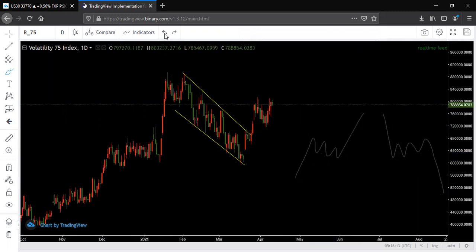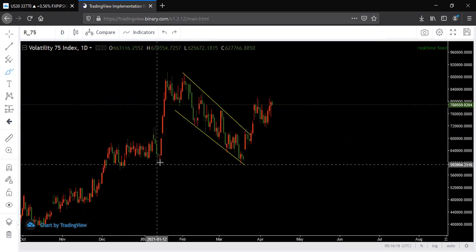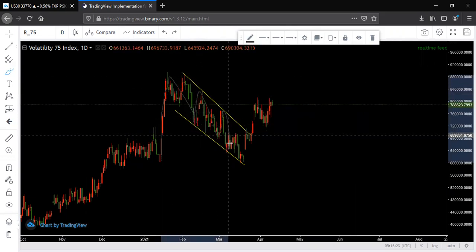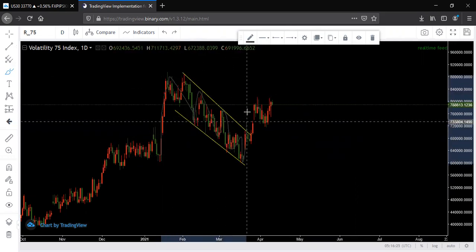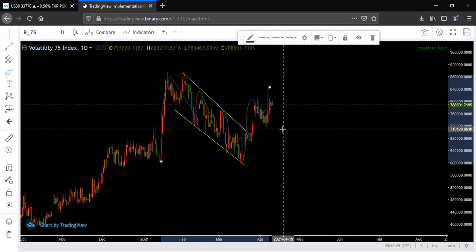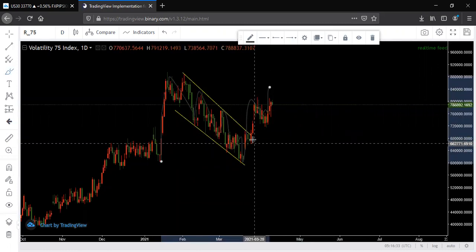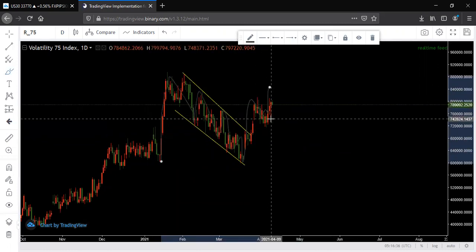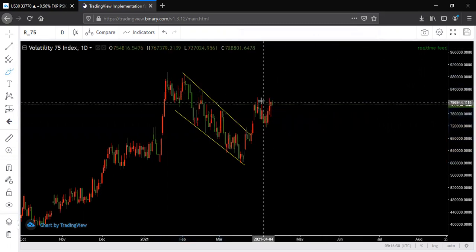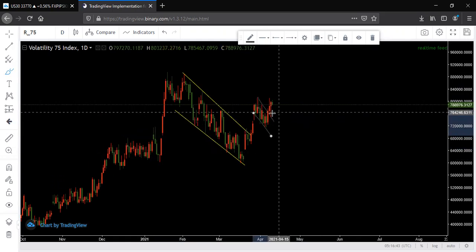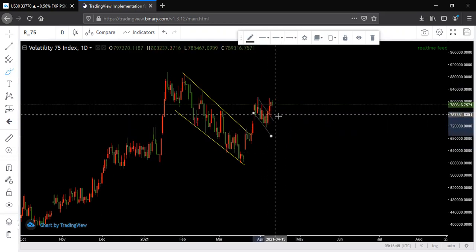So let us proceed, guys. You see from this point, we had this big move to the upside, then correcting here, then boom to the upside. We managed to capitalize on this trade from this point up to this point. Also, we managed to capitalize from this point to this point after identifying this kind of correction. So what are we going to do next?